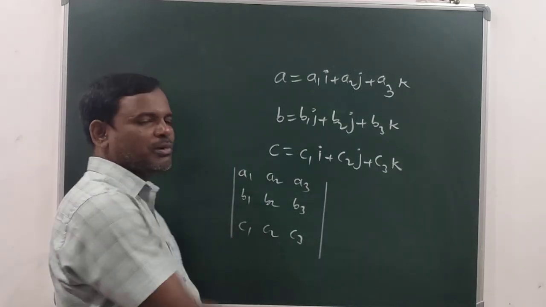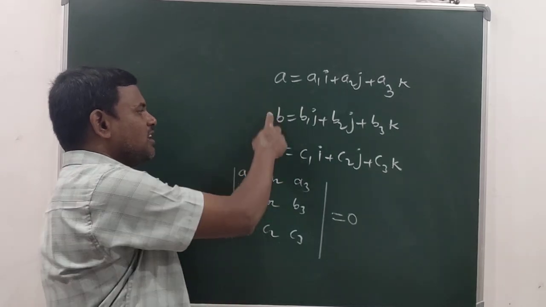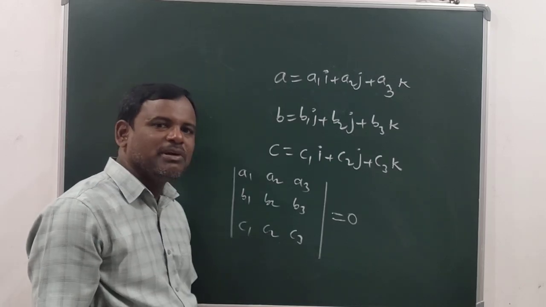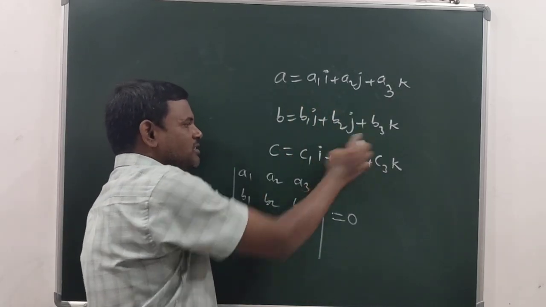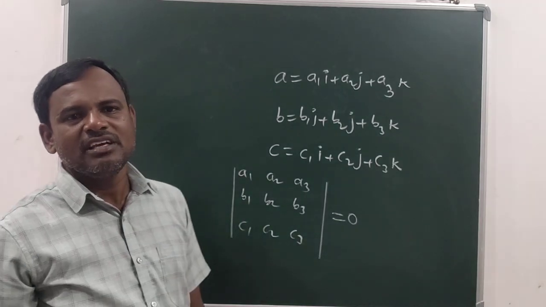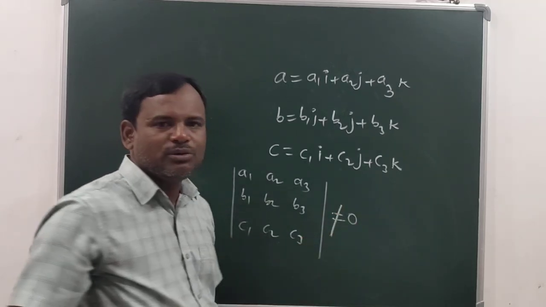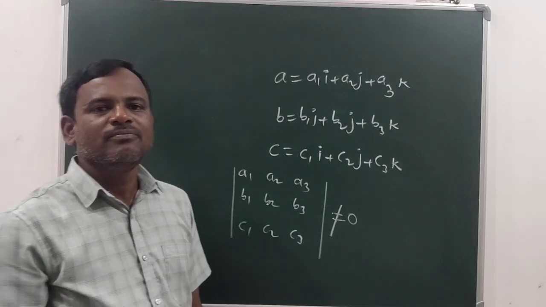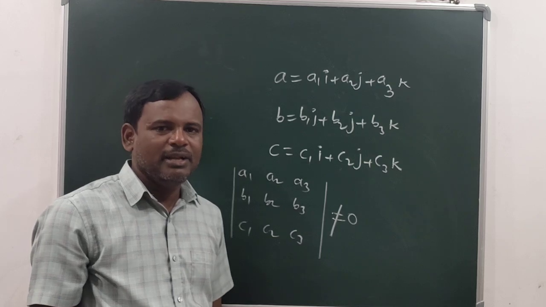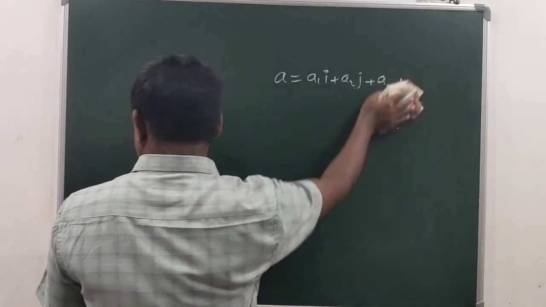If the determinant formed by this 3 by 3 matrix is equal to 0, then these three vectors are linearly dependent. If the 3 by 3 determinant formed by these coefficients is equal to 0, then what you have to comment on a, b, c is that they are linearly dependent. If this determinant is not equal to 0, then those vectors will be linearly independent. Right.